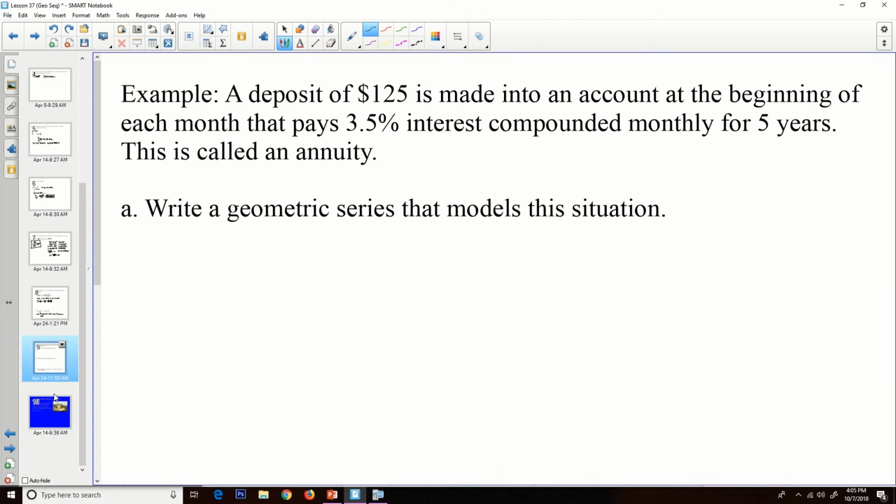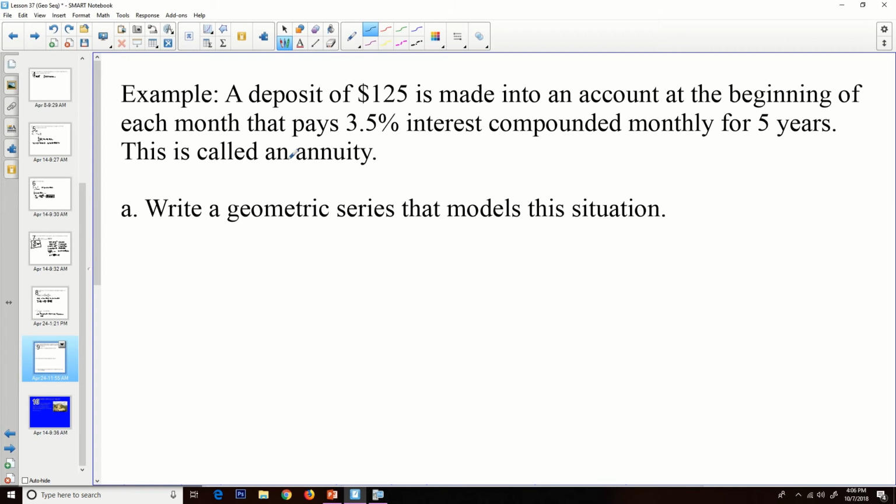All right. Next, example, a deposit of $125 is made into an account beginning of each month that pays 3.5% interest compounded monthly for 5 years. This thing is called an annuity. This is a way that most of you guys will be saving money. Up until now in Algebra 2, we talked about putting like $50,000 in an account that pays 6% for 30 years, and how much would you have after that?